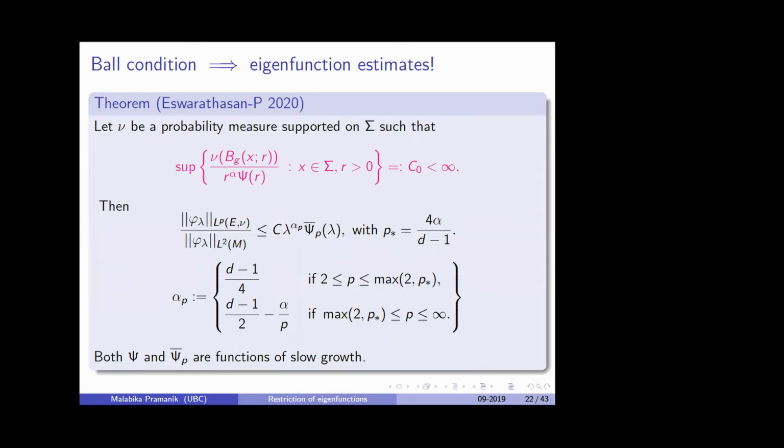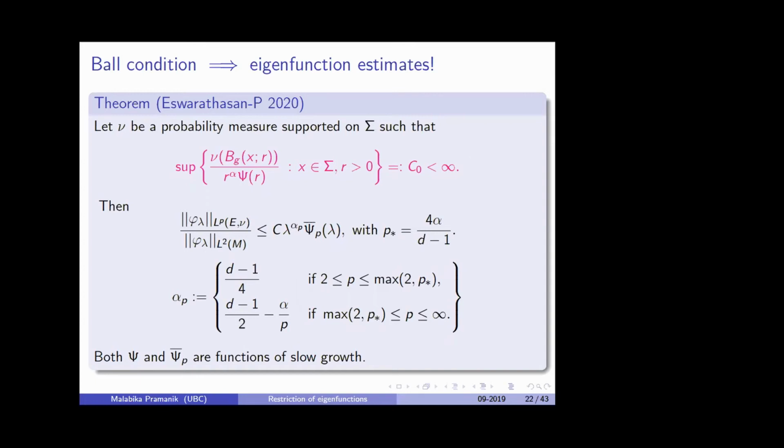The first result that I stated, the one about eigenfunction restriction to an arbitrary set E, is in fact a consequence of a much more general phenomenon whereby any Borel condition on a measure ensures eigenfunction estimates restricted to the support of the measure. In fact, this is really our main result.